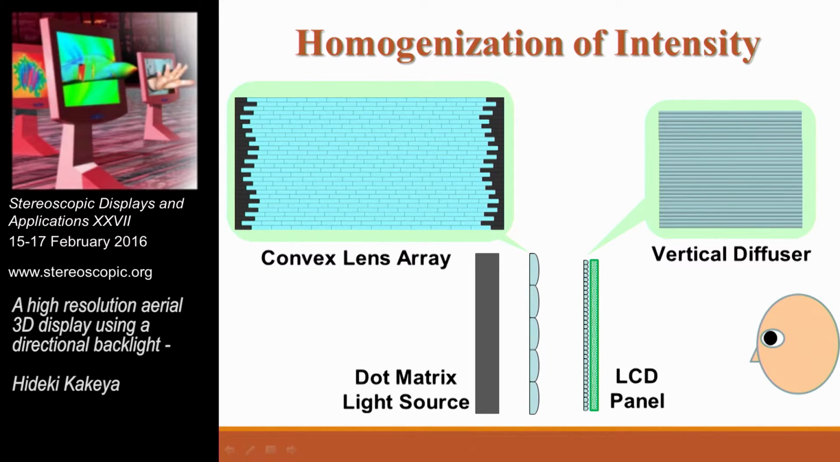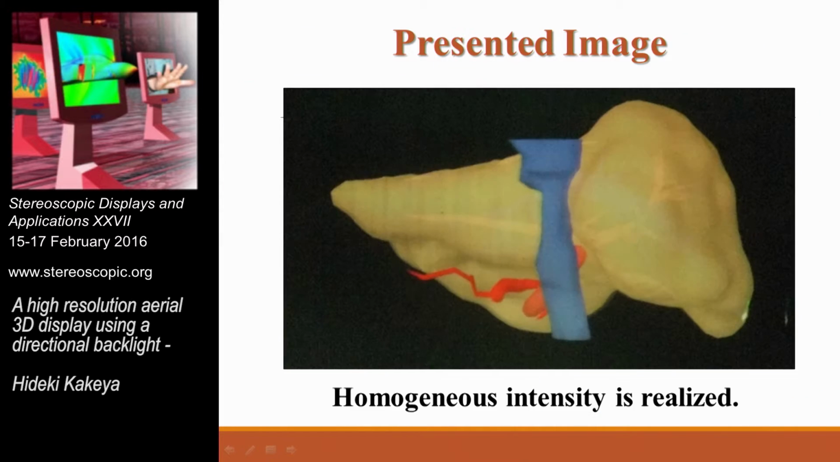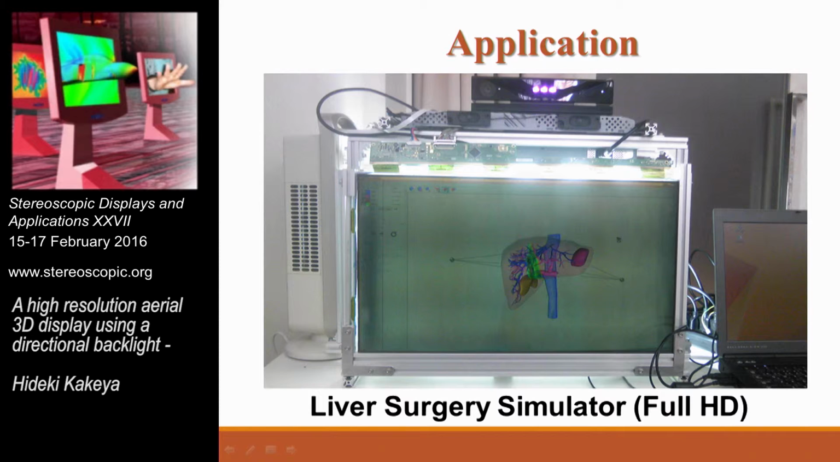And because this is a vertical diffuser, it does not disturb the directionality of light to the right and left eye, because basically the right and left eye are parallel to the ground. So this is the image observed, so it's quite good and practical. Last year we demonstrated the system, but at that time the image was quite dark, so not very good. But we replaced the backlight with a brighter one, and now it's much better.